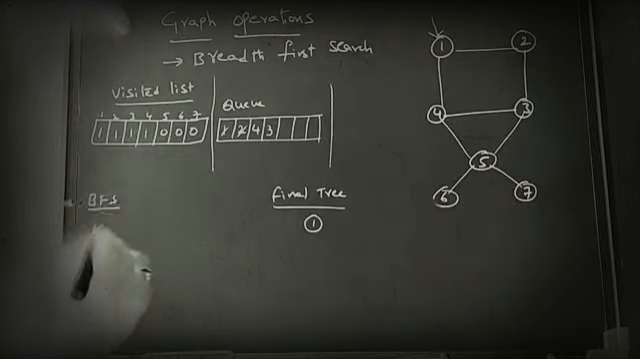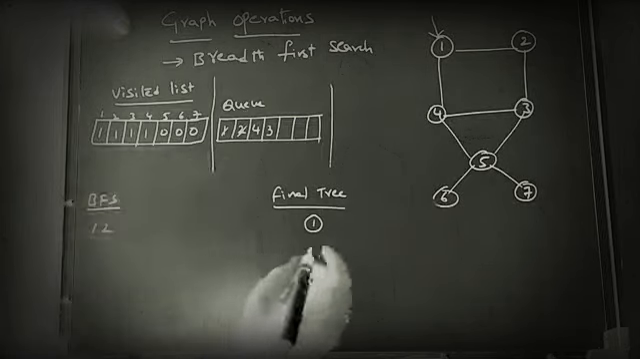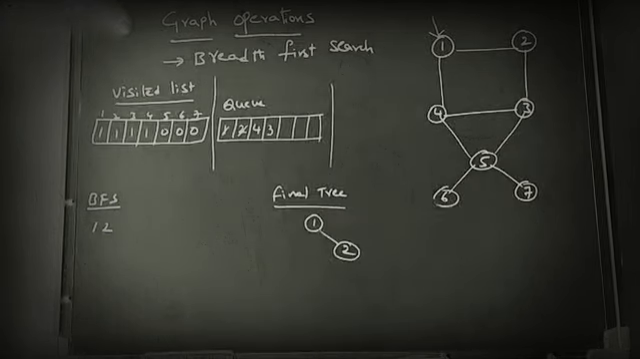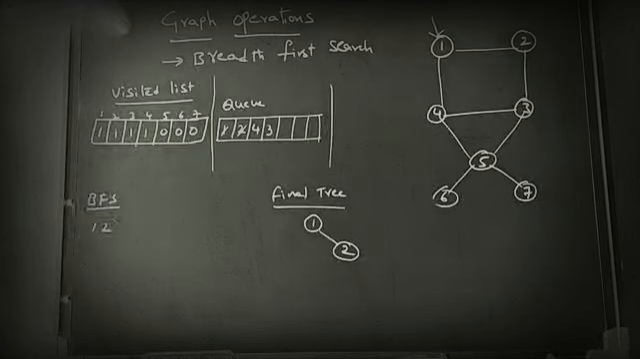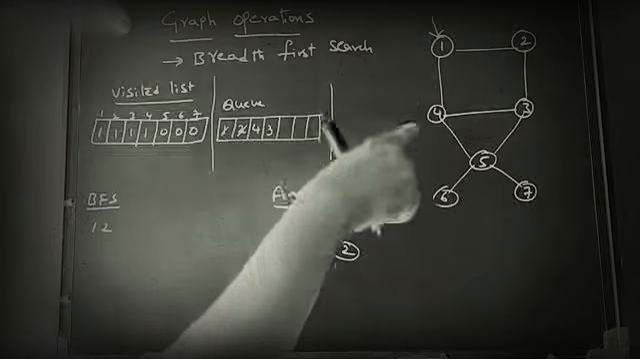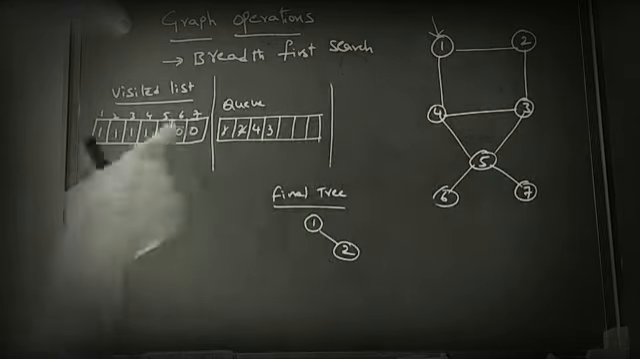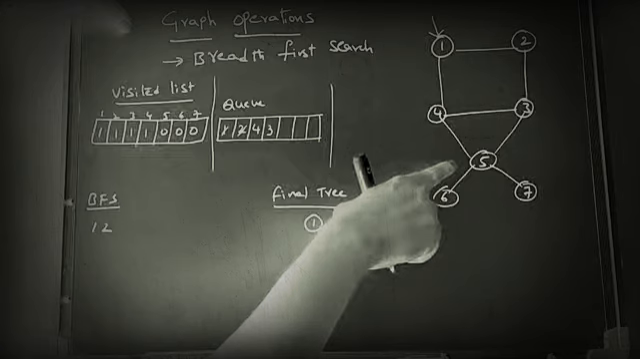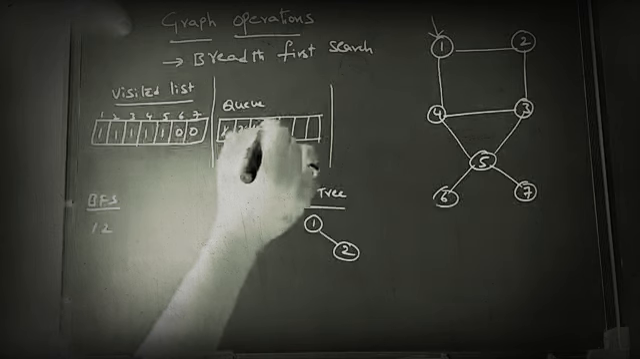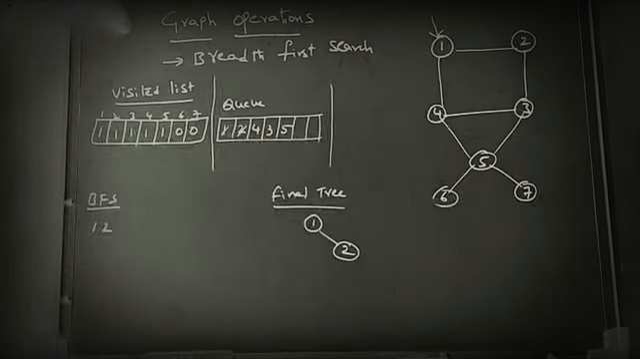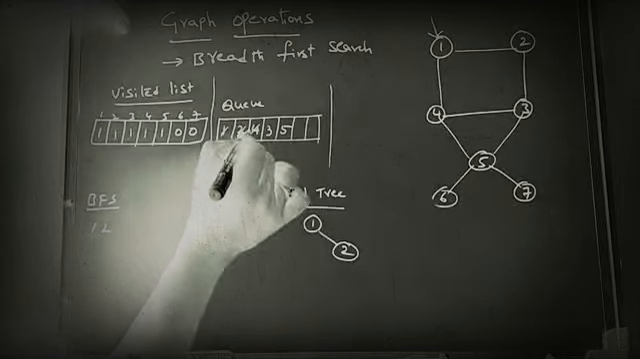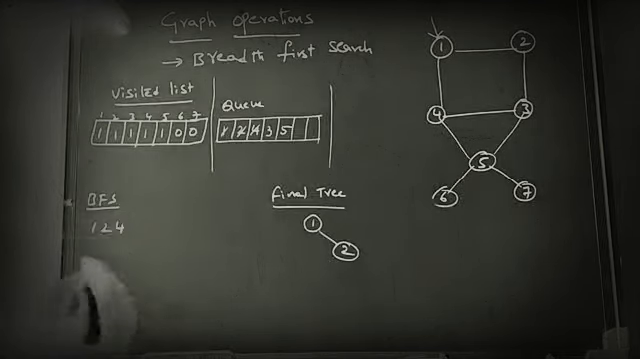Next, which one is deleted? 2. Okay, I hope you understood. Next, what is the next node in the queue? 4. The adjacent nodes of 4 are 1, which is already visited, and 3, already visited. The next adjacent node is 5. So 5 is a new node to visit. Once 4 is explored, that is entered into the order.